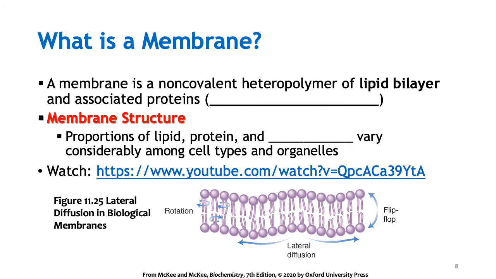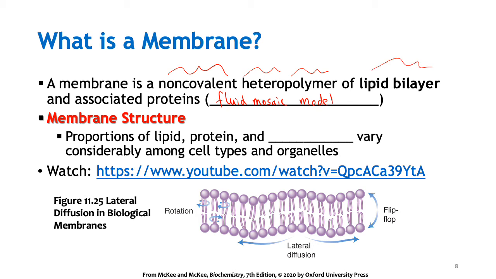So what is a membrane? A membrane is a non-covalent heteropolymer of lipid bilayer and associated proteins called the fluid mosaic model. Maybe you've heard that name before. Maybe you haven't. That's what we call the phospholipid bilayer. So let's break down what each of these words mean. Non-covalent just means it doesn't have the covalent bonds we know and love between two nonmetals. And so they're just interacting closely, likely through intermolecular forces or interactions. Hetero, meaning different. Polymer, meaning repeating units.